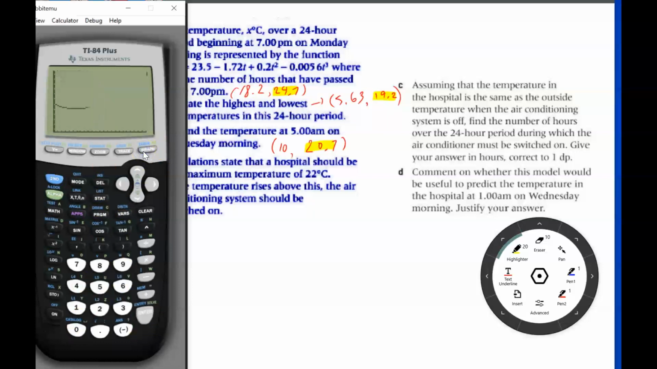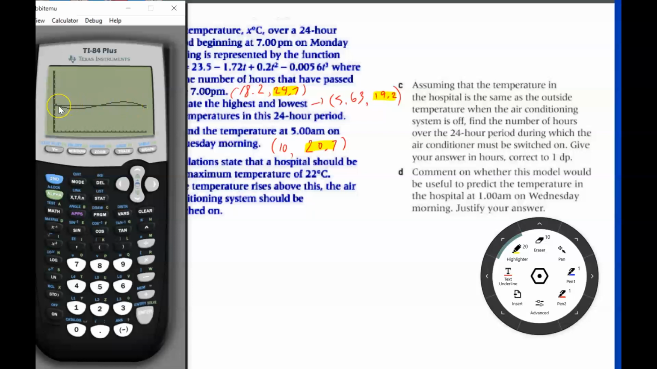And then we are going to compare it to 22 degrees. It's hard to see 22 degrees on here. The easiest way to do it is to put y2 to be 22 degrees. And then when we graph it, we'll see the two compared to each other. And then it says, find the number of hours during which the air conditioner must be switched on. So what if we found this intersection point and this intersection point? Then we would know what time it was above 22, what time it was below 22.